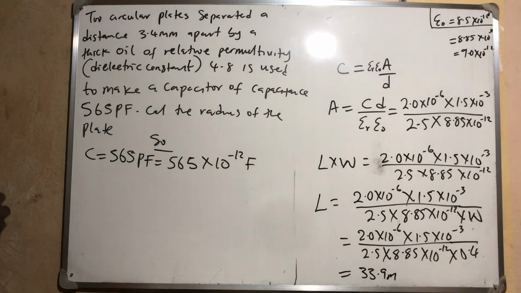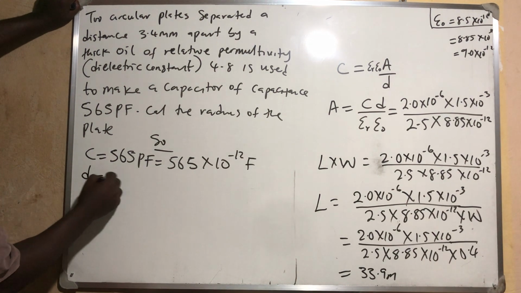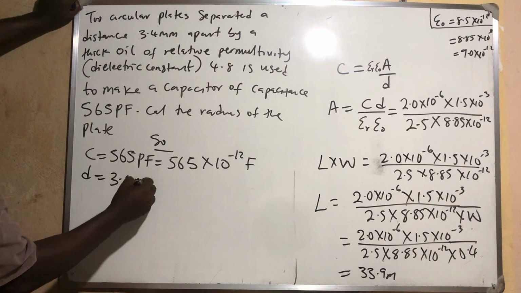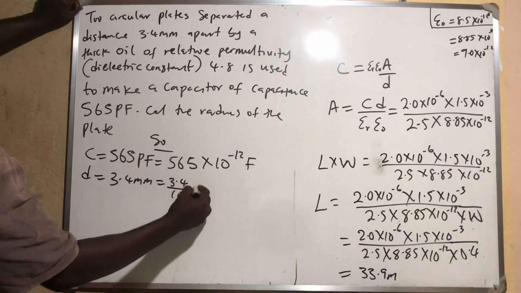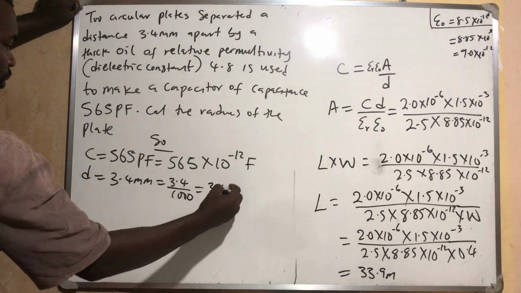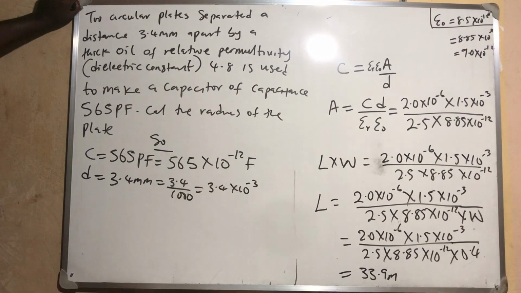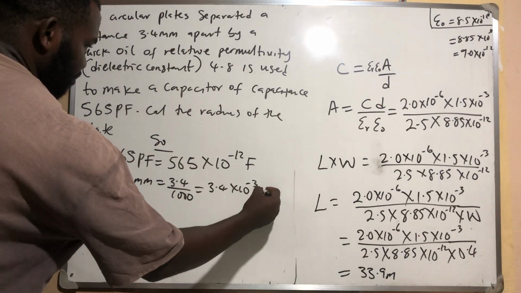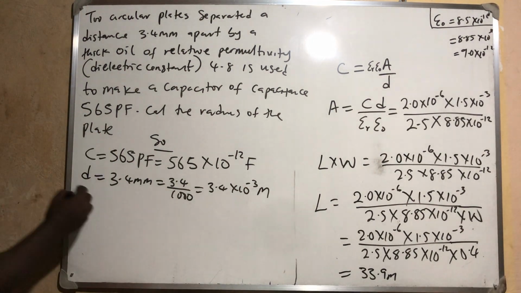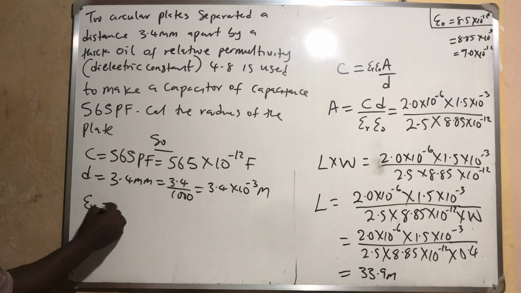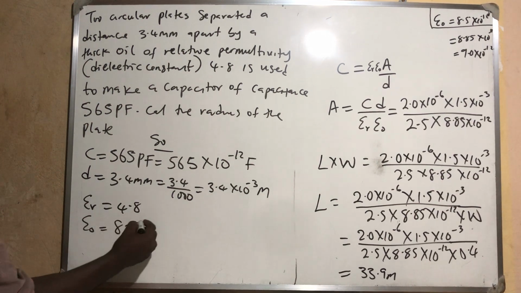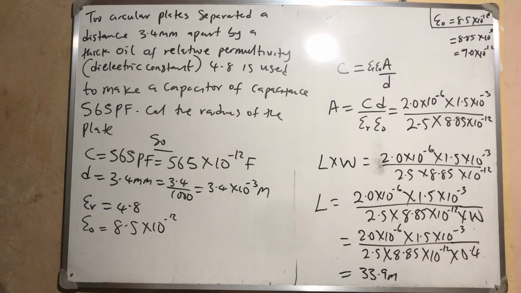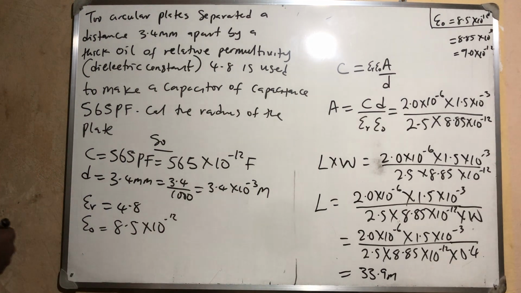So the next thing they gave us is the distance. The distance is 3.4 millimeter, which is 3.4 divided by 1000, which is 3.4 times 10 raised to power minus 3, right? In meters. So what else did they give us? They gave us our ER as 4.8. But our e naught, let me use that 8.5 times 10 raised to power minus 12 as our e naught.